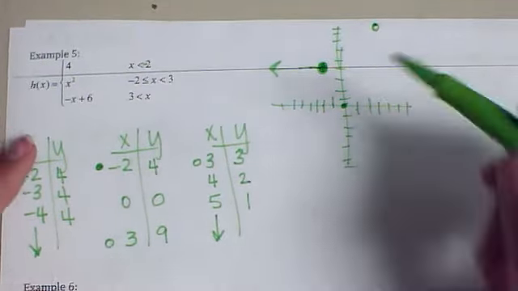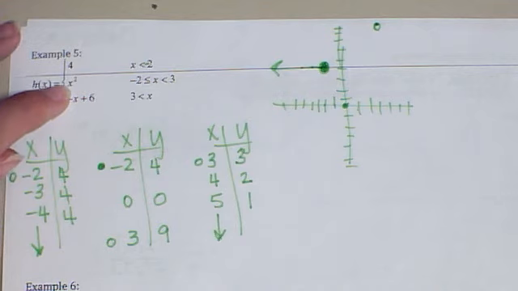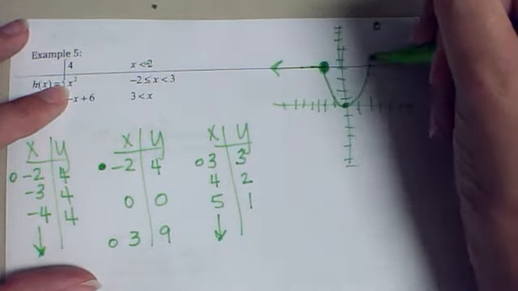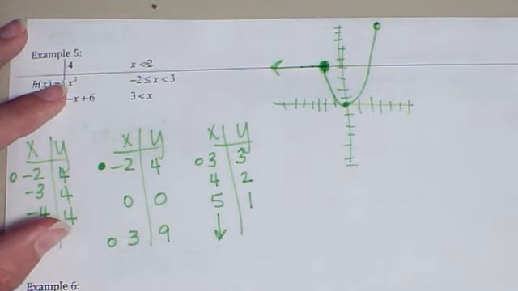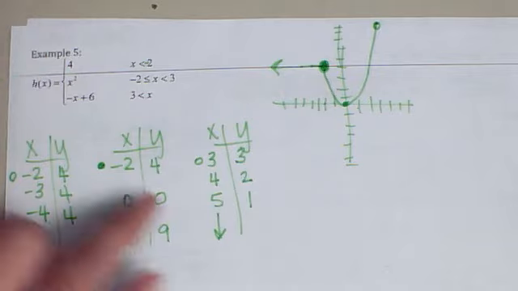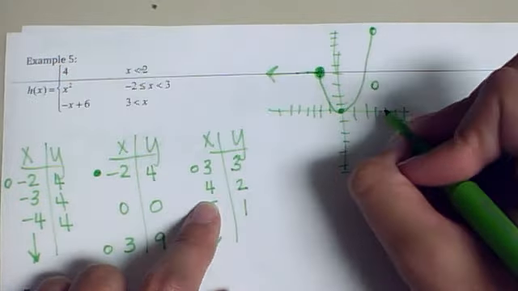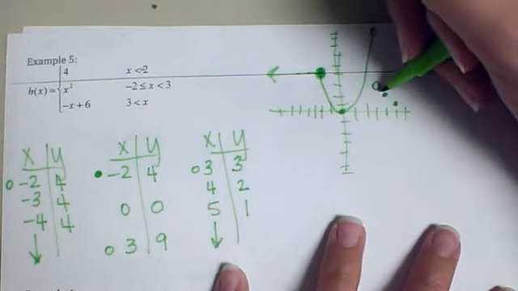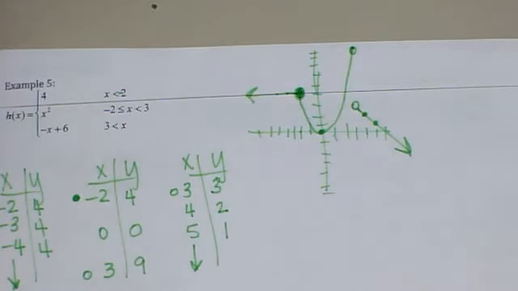And that shape right there, if I just connected those 3 dots, might look like a V, but I know by looking over here that that's a parabola or a quadratic function, so I'm going to draw that parabola parabolically, and so that's going to be a U-shaped function. For my last piece, I've got 3, 3, and that's an open circle, 4, 2, and 5, 1, and I've got an arrow that goes that way. So that's my piecewise function.